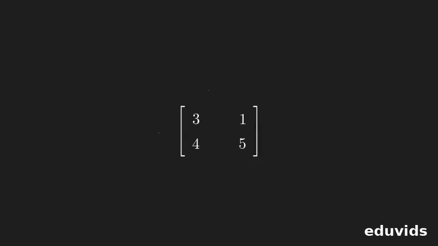A matrix is simply a rectangular grid of numbers organized into rows and columns. Multiplying matrices helps us combine and transform data in powerful ways, like in computer graphics or economics.